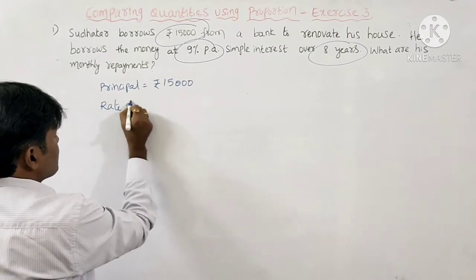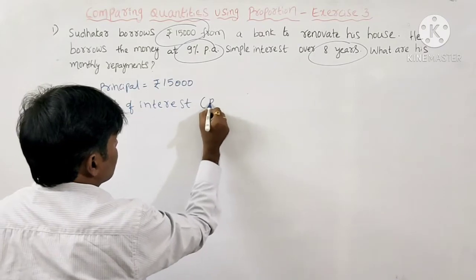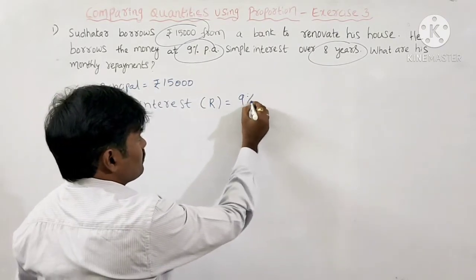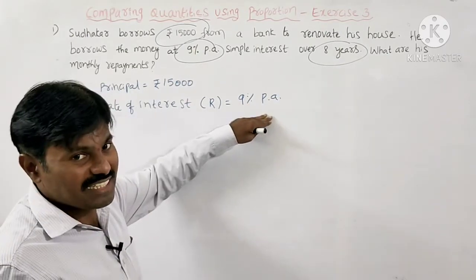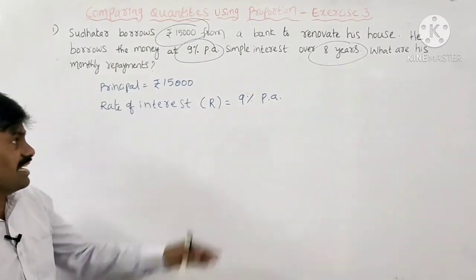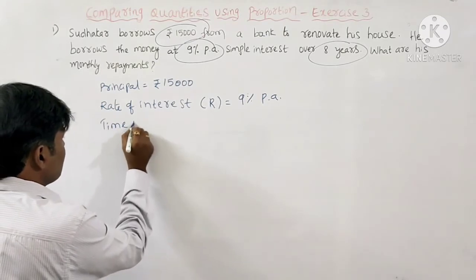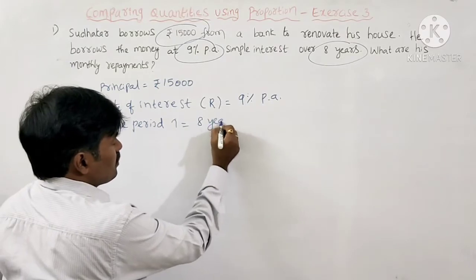So rate of interest is how much? Rate of interest is denoted by which letter? R. Okay, clear? 9% per annum. We must write per annum. You have to clearly mention what is given. And what about this 8 years? Yes, that is the time period. So time period T is equal to 8 years.